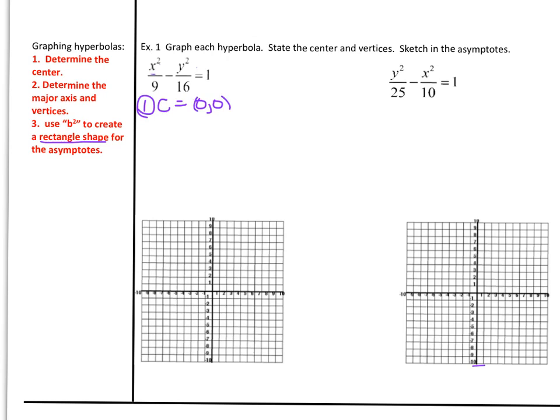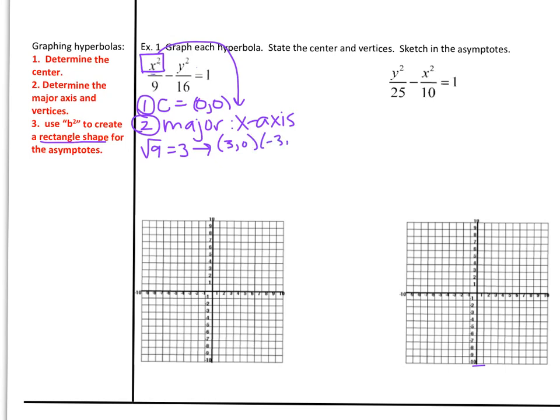So that's pretty easy. Our second is to determine the major axis. Now remember, the major axis is always going to be the first variable, so it's not the bigger denominator anymore. Since x is first, the major axis is going to be the x-axis. And because the square root of 9 equals 3, we're going to count 3 to the right and 3 to the left, and that will be 3, 0, and negative 3, 0. Those are our major vertices. Let's go ahead and graph the center and the two major vertices.